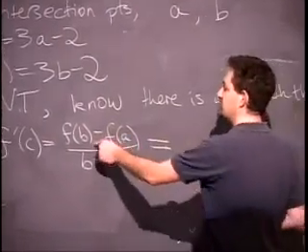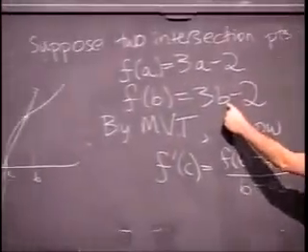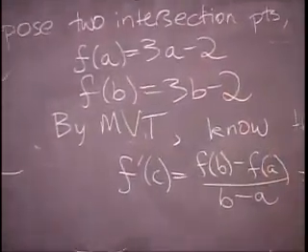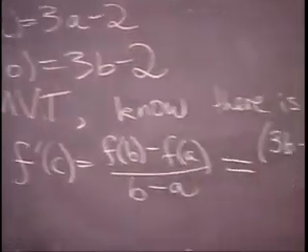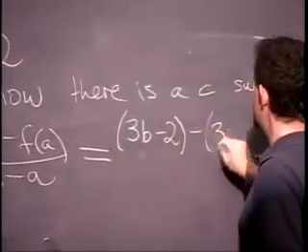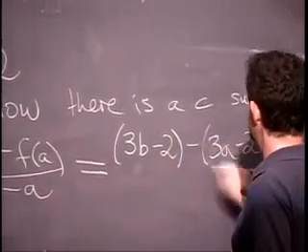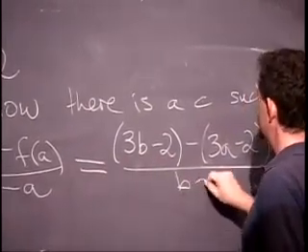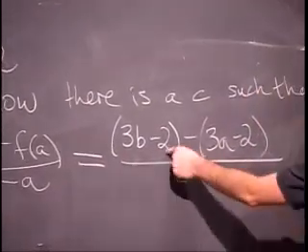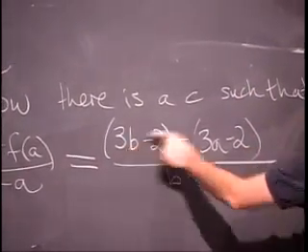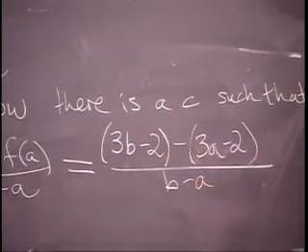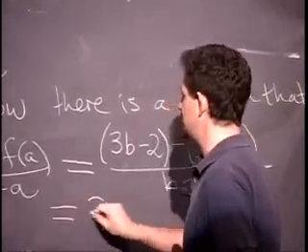Now we can use these equations. We know what f of b is. We know what f of a is. So we'll plug this in. 3b minus 2 minus (3a minus 2), all over b minus a. And if you simplify this, the 2's cancel out. You get 3b minus 3a over b minus a. And this just works out to be 3.